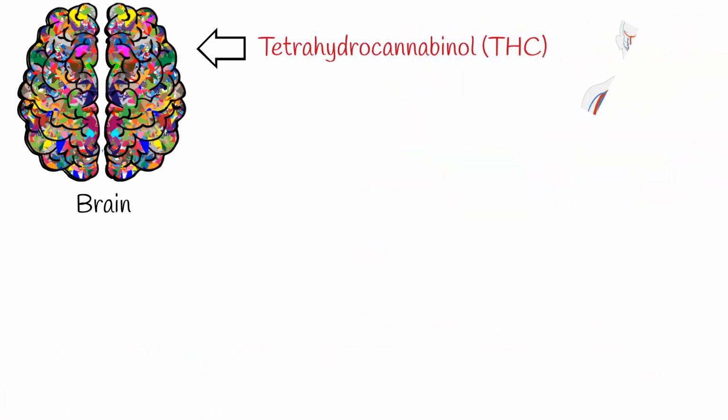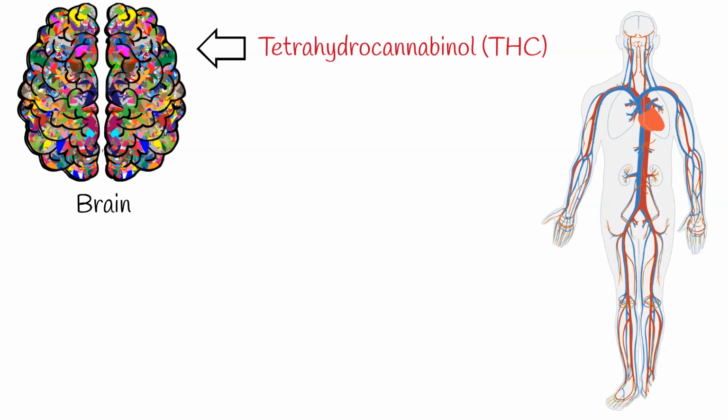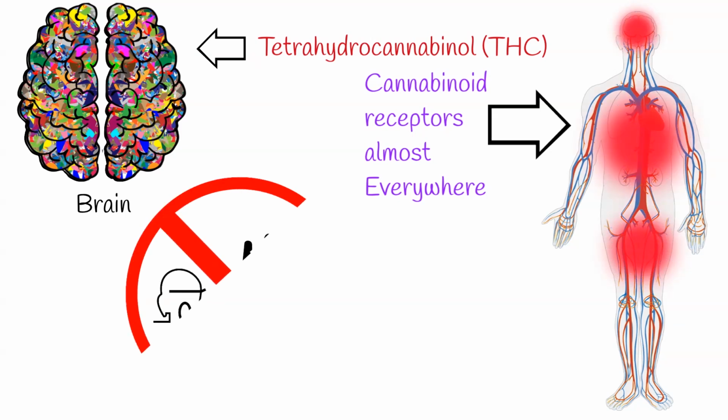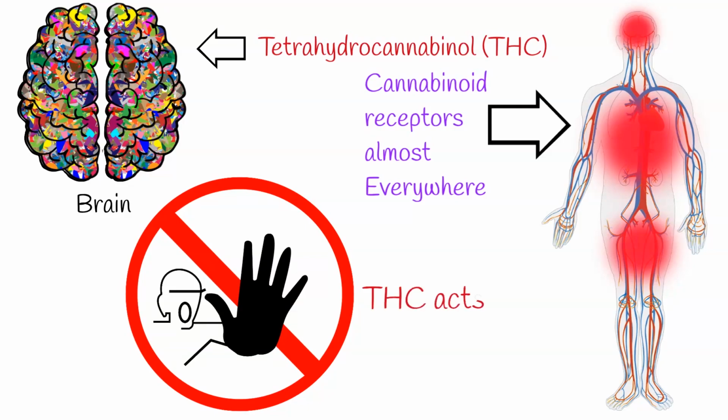Tetrahydrocannabinol acts on cannabinoid receptors in the brain. Humans have widespread cannabinoid receptors in the brain and peripheral tissues, known as the endocannabinoid system. They participate in human metabolism to keep homeostasis. Cannabinoid acts like a stop signal for cell receptors.